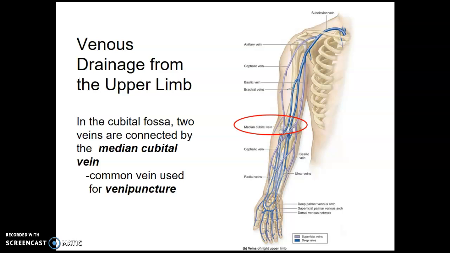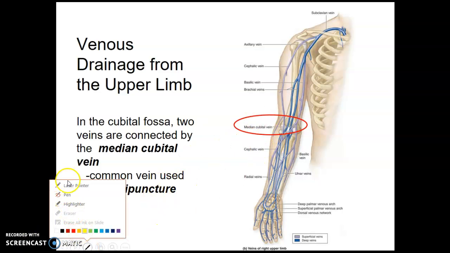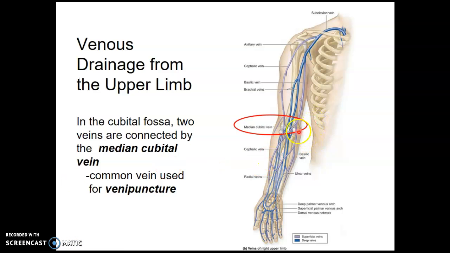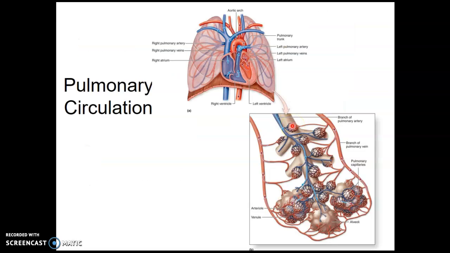And there's two veins that are connected by the median cubital vein. Let's see if we could have pointed here. There's a circle up there, but here's our median cubital vein right here. And this is one that's frequently going to be used to collect blood.